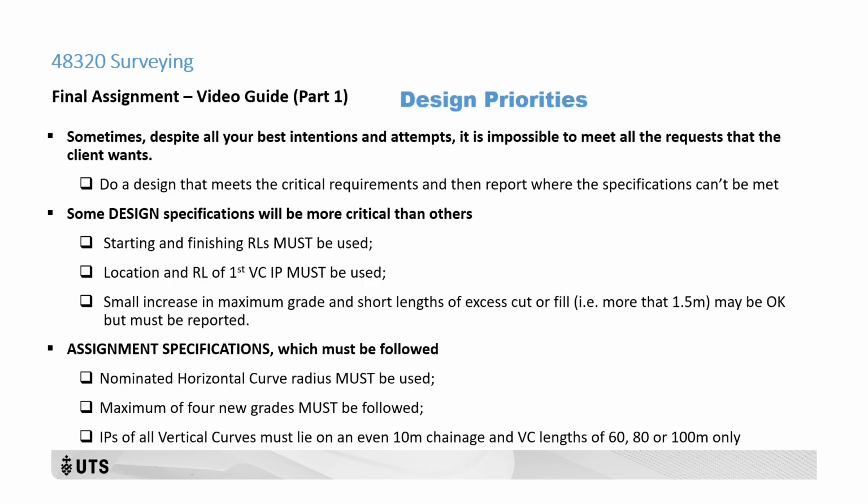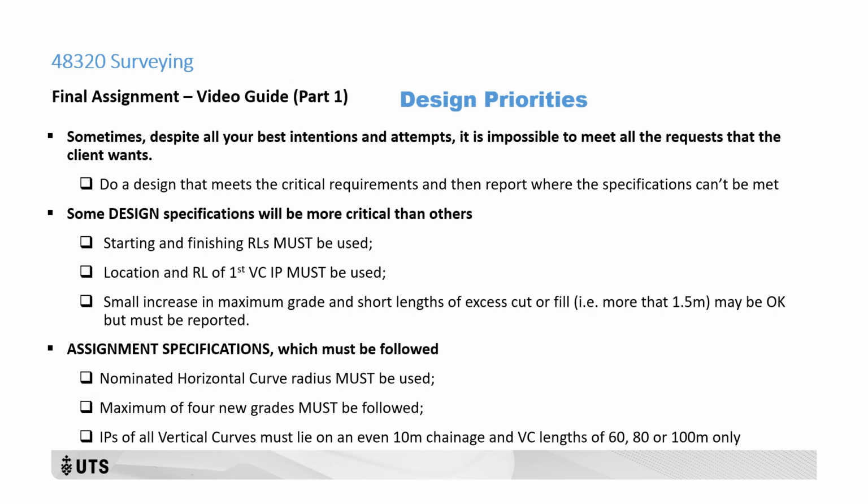In real life, and possibly in this assignment as well, despite your best intentions and attempts, it may not be possible to meet all the design criteria or requests that the client wants. So what you've got to do is say, well, these criteria are more critical than others. I'll do my design on that, and then I'll have a chat with the client and say, well, here are some things which don't quite meet what you want. Can you live with that?